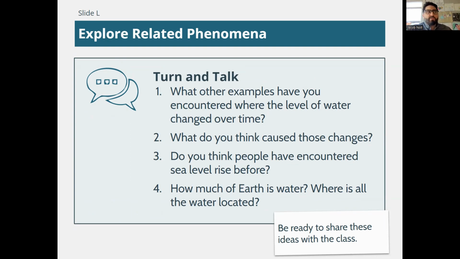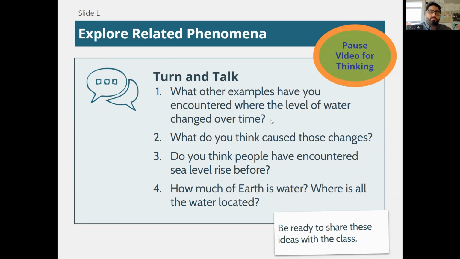What are other examples that you've encountered where the level of water has changed over time? What do you think causes those changes? And do you think people have encountered sea level rise before, or is this a new phenomenon? And the other question, maybe a little bit bigger, is how much of the earth is water? Where is all that water located? So take a moment, pause the video now. If you'd like to record some thoughts in your notebook, please record some thoughts in your notebook.